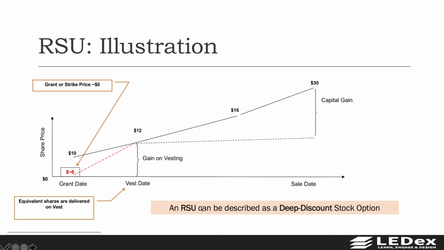This is one of the reasons why the RSU can also be described as a deep discount stock option, because if you see this example again, on the grant date, an asset which is a fair value of $10 has actually been granted at almost a zero price, which is a deep discount. So an RSU is a deep discount stock option because pretty much the rest of the process works exactly like a stock option does.